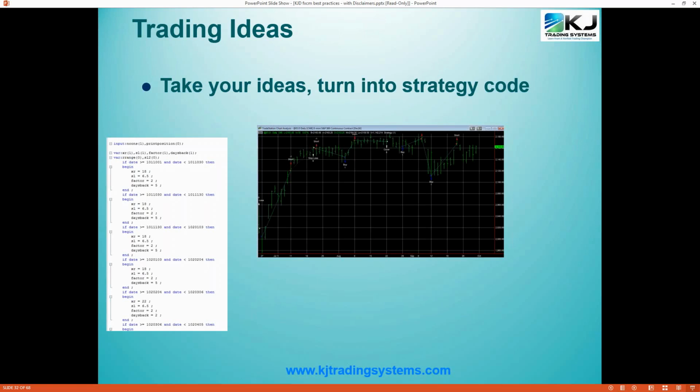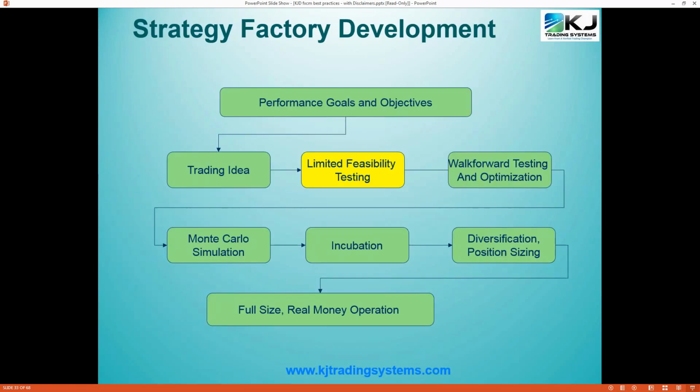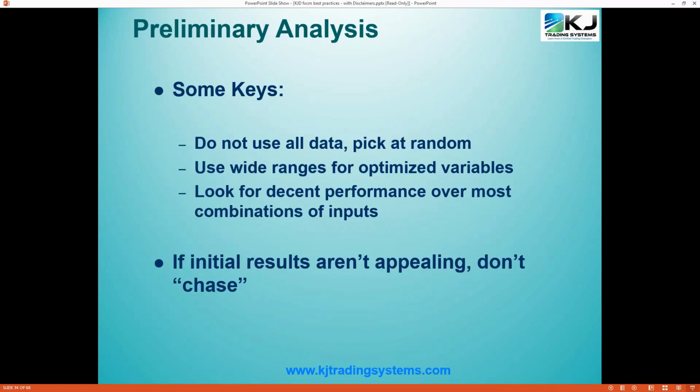Then you take your ideas, you turn them into strategy code. Again, you got to know how to program. And then you run a limited test. And so what that entails is not testing over your whole data set, all your historical data. I showed you earlier, 2001 to 2017. Don't test over all that. Just test over a little bit. And if the results don't look good, just move on to the next idea.